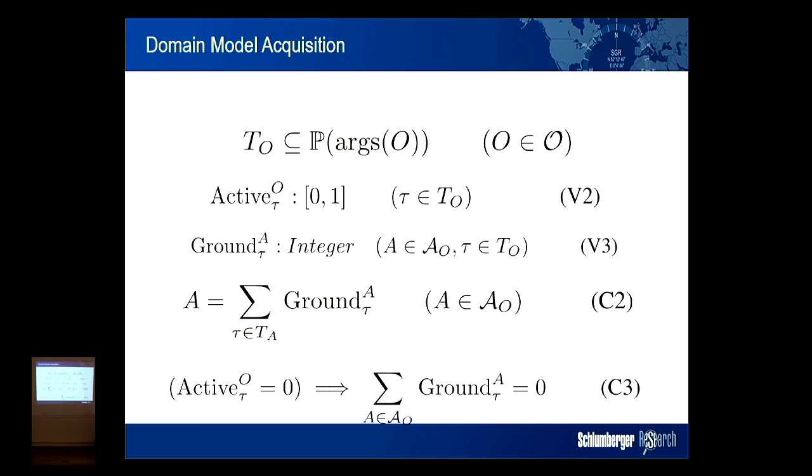And then we assert that the cost of the action is the sum of all of the ground costs of the individual contributing templates for that operator, okay? And then to finish off, all we say is that if the template for the operator is inactive, then that implies that the ground cost for that template is 0. So either the ground cost is 0 or the constraint is active.